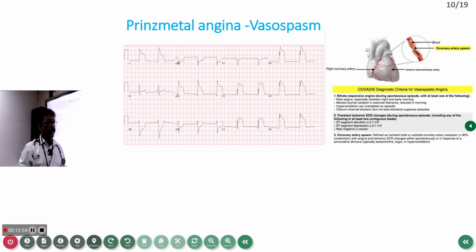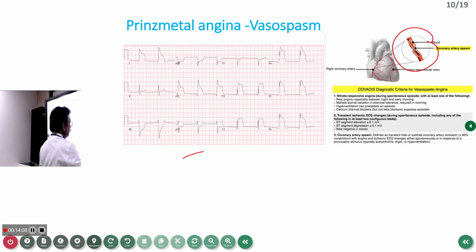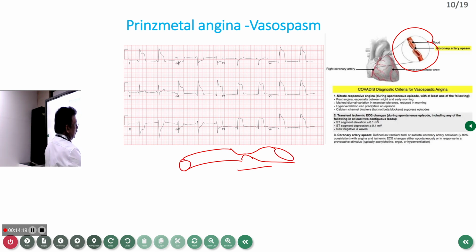But Prinzmetal angina resembles myocardial infarction. ST elevation will be there, but it is only a transient ST elevation. During that period, there will be severe vasospasm. You can see here, vasospasm occurs. So if this is the coronary artery, and suddenly severe vasospasm occurs due to some reason, and after some time, if you treat properly, this vasospasm will be relieved and the patient will become normal.